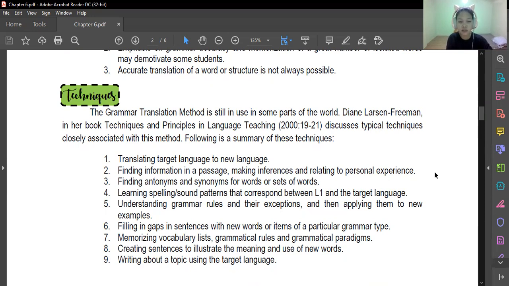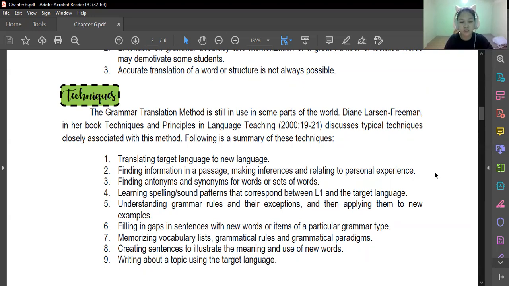So first one, translating target language to a new language. So we use techniques like, what is the Bisaya, what is the English of this, gatas, milk. Okay, so there is the connection of L1 and L2. So translation is very much prevalent in GTM. Next, finding information in a passage. So you let them read the story, and then let them make inferences. What have you learned? What is the lesson? What's the theme, etc. And relate. And you can also use it to relate personal experiences. Like if you were Romeo, if you were Juliet, what would you do in the story, etc. So those are GTM. You're using GTM in that aspect.